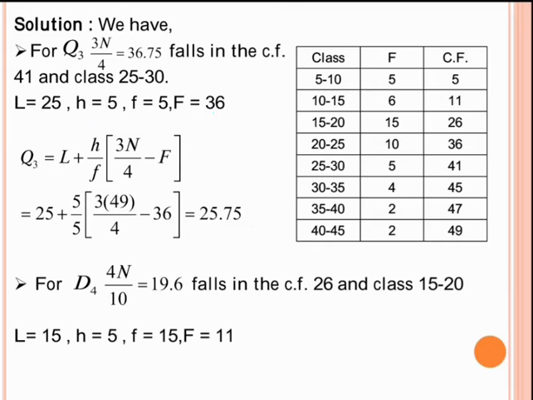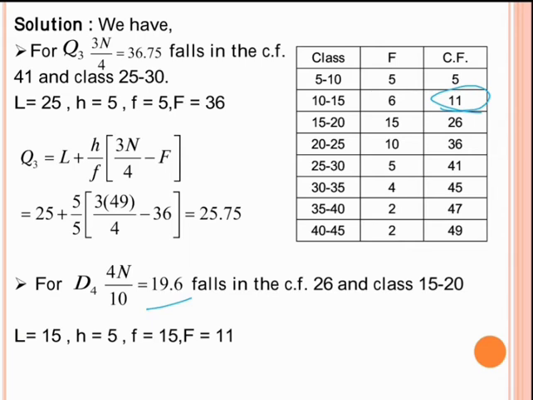Now in the same way, we will find D4. Now for D4, what will you need? You will need here 4 into n by 10. Since it is a decile, we will replace this 4 by 10. So first we will find the value of 4 into n by 10. That is, you get 19.6. Now see, where does this 19.6 come? It comes after 11 over here. Okay.